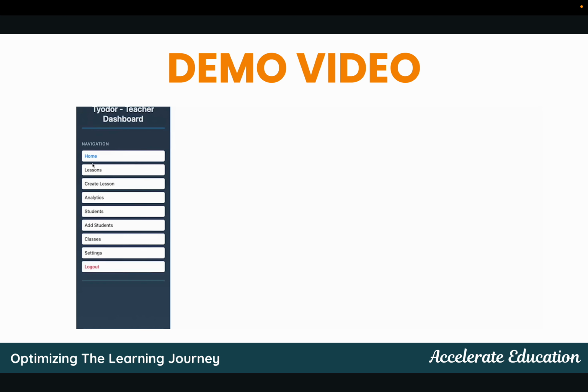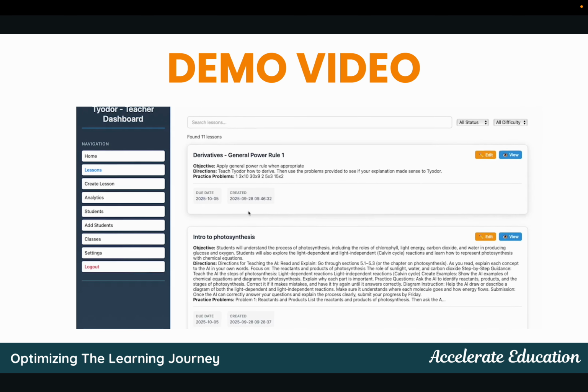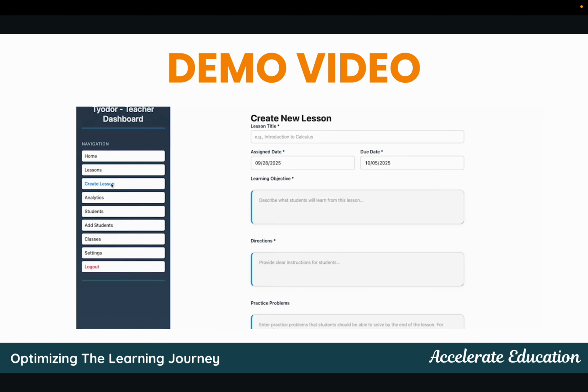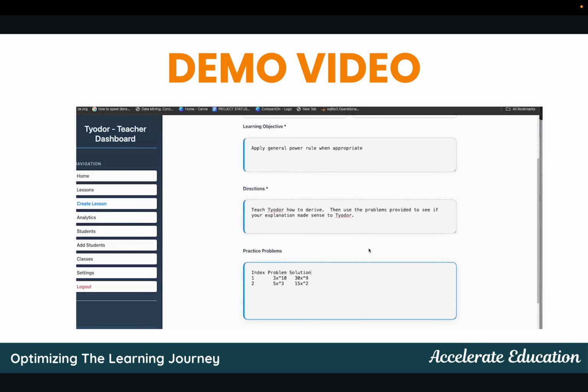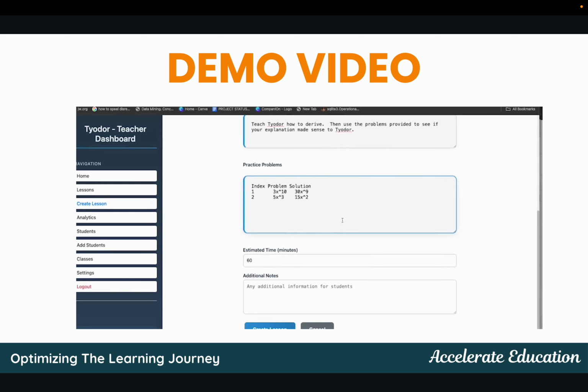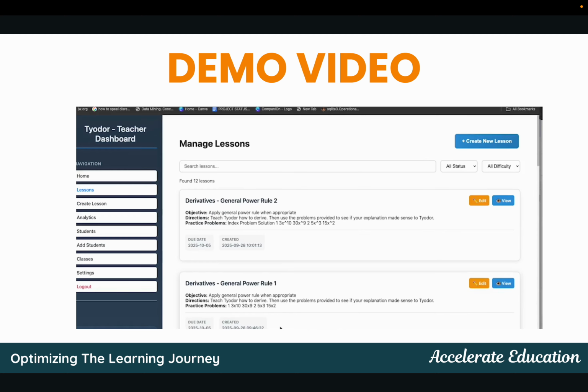Teacher logs in. There are lessons that the teacher's already created. The teacher's now going to create a new lesson. Click on the create lesson button. Puts in the information to create the lesson, including practice problems that already have solutions, and then typical lesson things like objective and directions, and then creates a lesson.